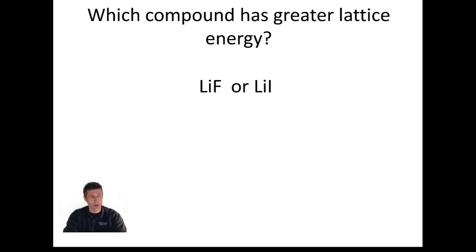Well, let's look at ionic radius. Lithium is not going to change, but fluorine is going to be much smaller than iodine. Even the fluorine ion will be much smaller than the iodine ion. So the charge in fluorine is going to be closer to the lithium than the charge in iodine. According to Coulomb's law, the shorter the distance, the stronger the interaction. So we predict that lithium fluoride is going to be closer together, have a stronger charge interaction, and it'll take more energy to break that interaction, so it has a higher lattice energy.